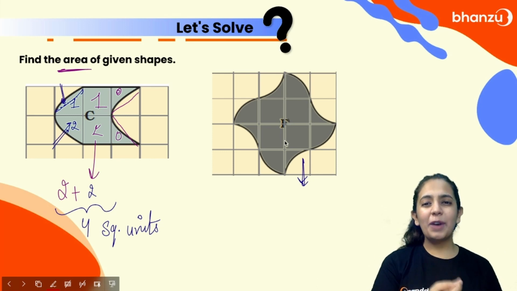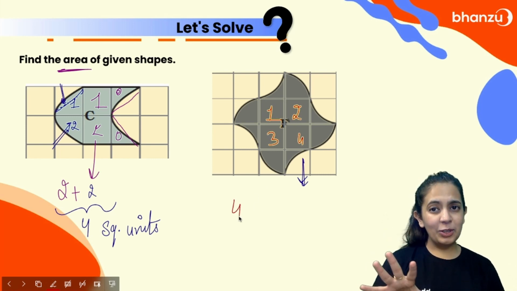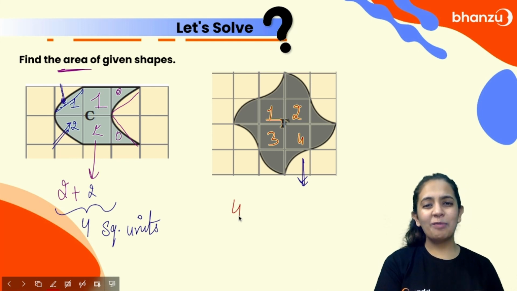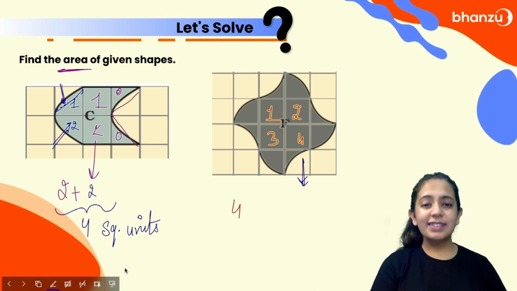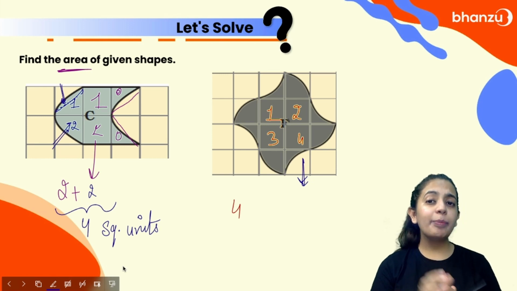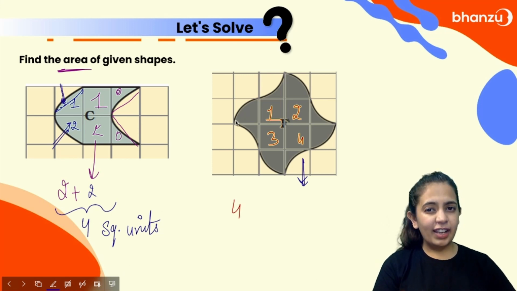Starting with full square boxes. So here how many full square boxes are there? So 1, 2, 3, 4. So this shape is occupying 4 full square boxes. Now you tell me how many boxes are there which is occupying exactly half of this shape. Actually there are none, right?